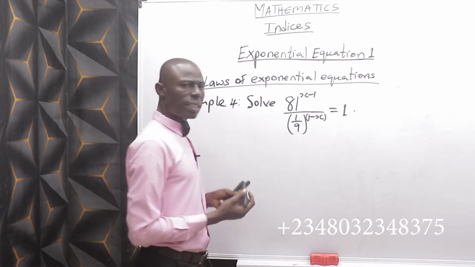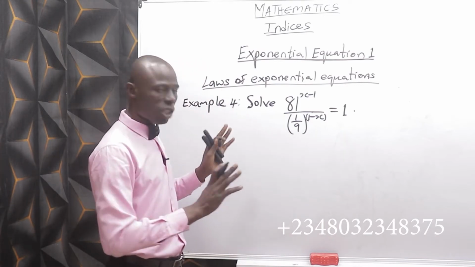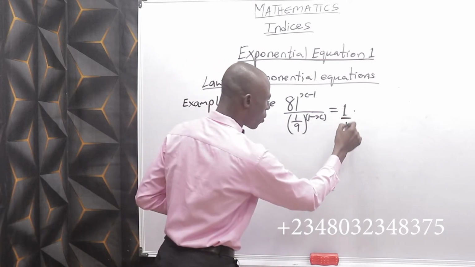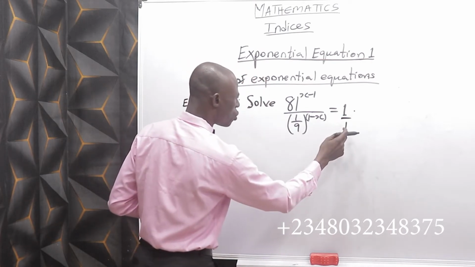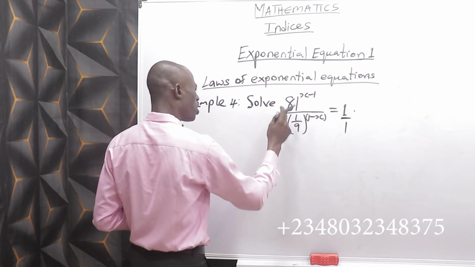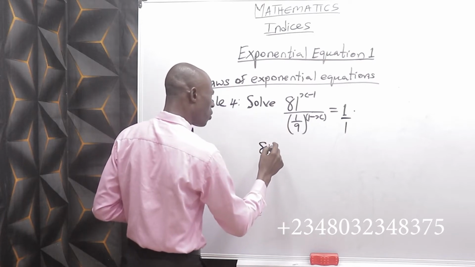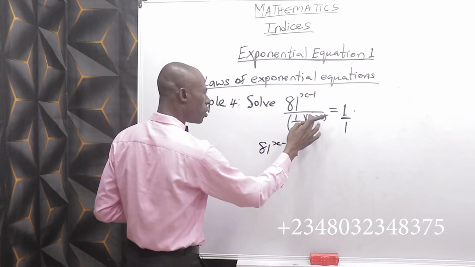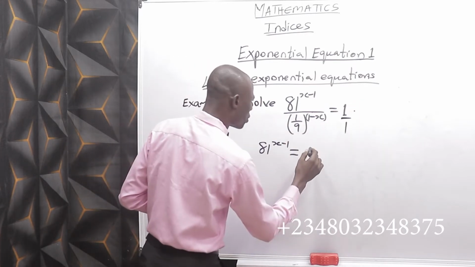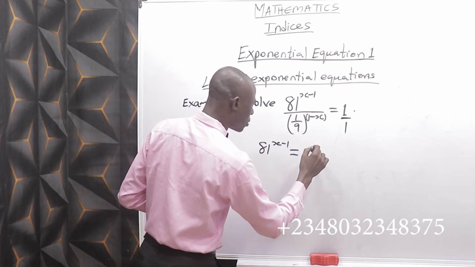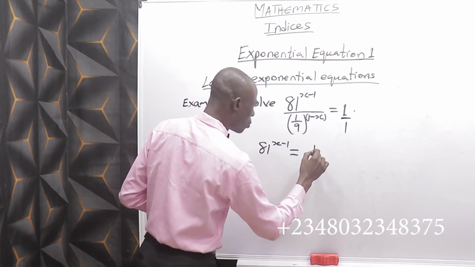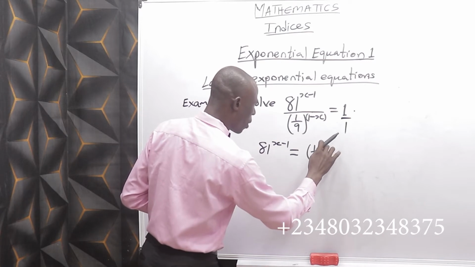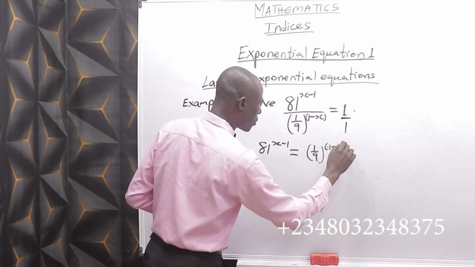When you see a question like this, you can simply cross multiply for easy work. 1 over 1. So cross multiply: you have 1 times 81 raised to power x, you have 81 raised to power x minus 1, which is equal to this jargon times 1. It gives you the same thing. 1 over 9 raised to power 1 minus x.